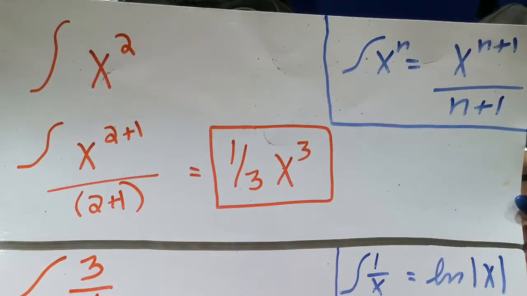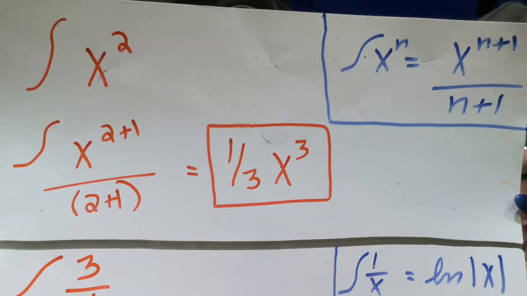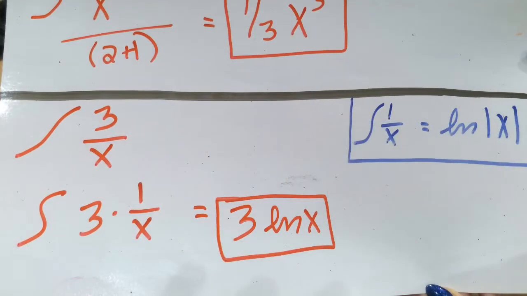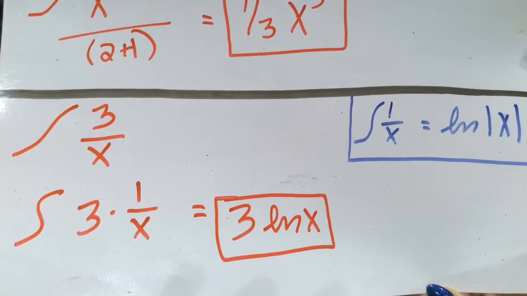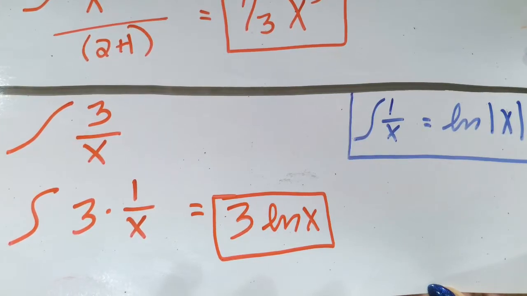This is an example of anti-deriving using the power rule. This rule is exactly the reverse of the derivative power rule. This is the natural log antiderivative rule, and again, it is exactly opposite of the natural log derivative.